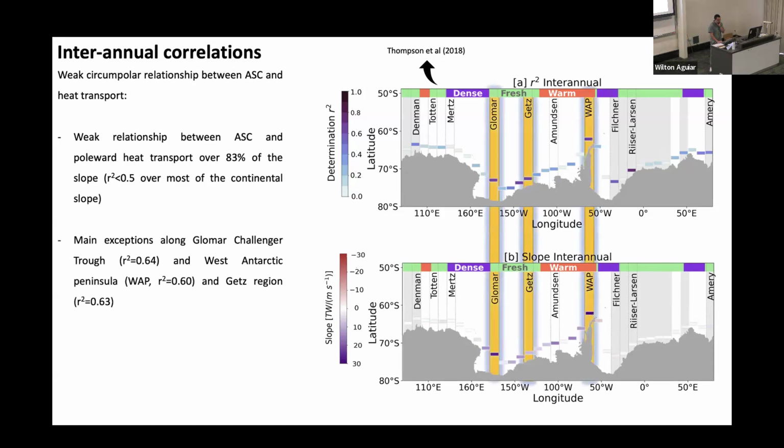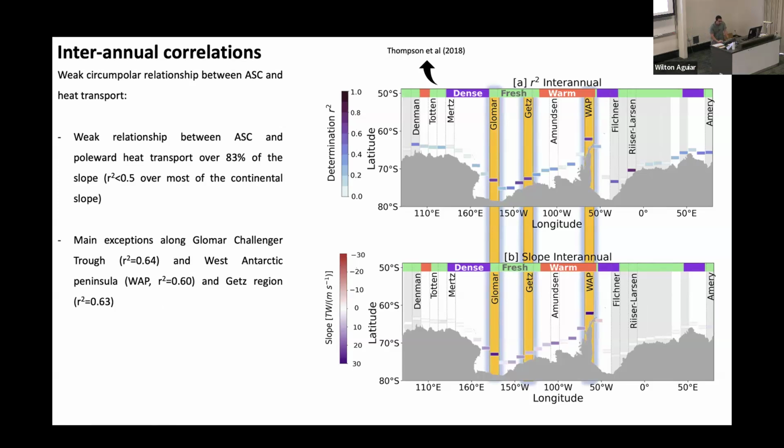If we highlight the sites that have high correlation and high slopes, we identify three main sites, which are the West Antarctic Peninsula, Getz, and Glomar, which means that interannually, 83% of the continental slope actually doesn't have this covariability between the slope current and the Circumpolar Deep Water heat transport, which is actually quite striking.